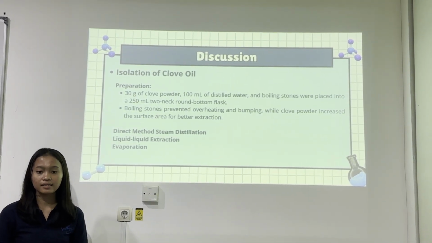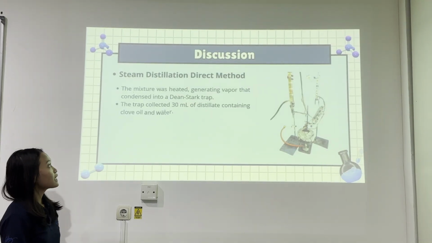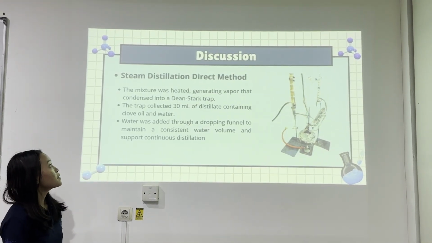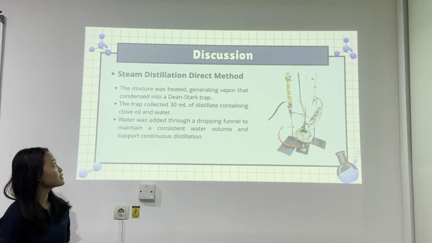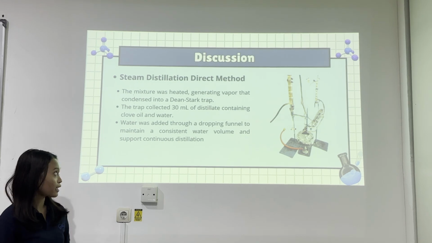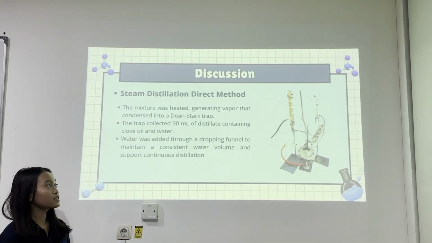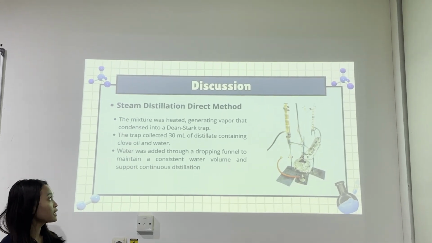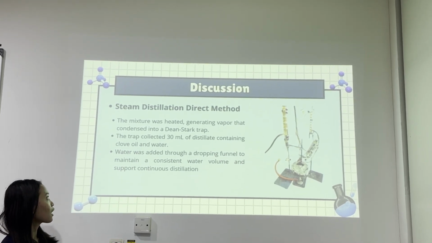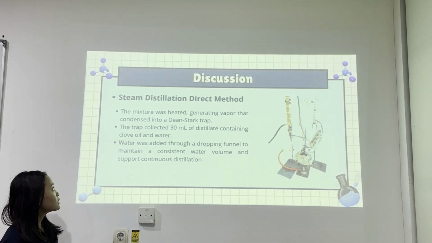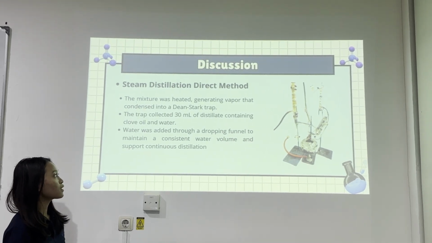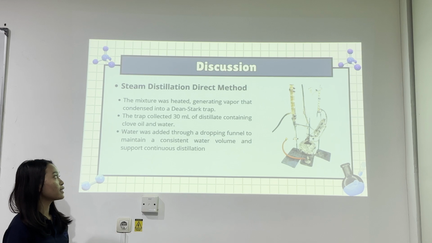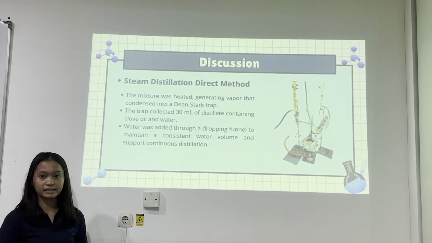And the next, steam distillation, direct method. The mixture is heated, generating vapor, which condenses into a Dean-Stark trap. The trap collects ml of distillate containing clove oil and water. Water was added to a dropping funnel to maintain a consistent water volume and support continuous distillation.